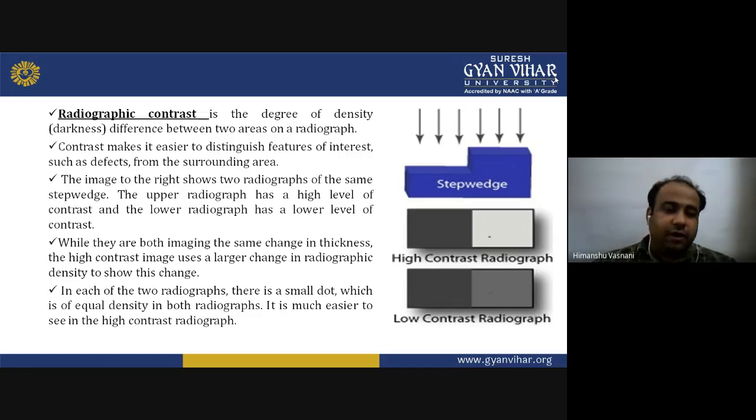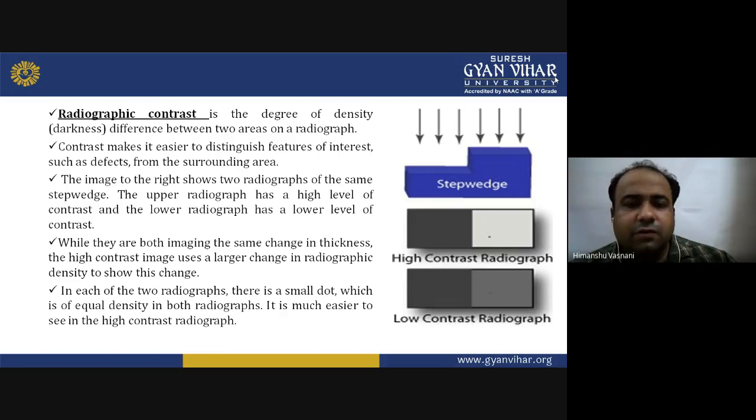In each of the two radiographs, there is a small dot. You can see in the center image, there is a small dot which is of equal density in both radiographs. It is much easier to see in the high contrast radiograph. So in this way, radiograph contrast is of importance.